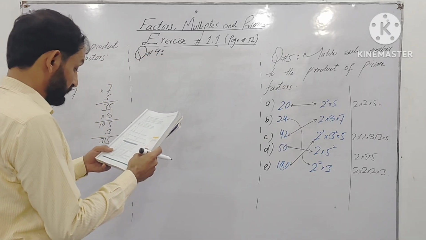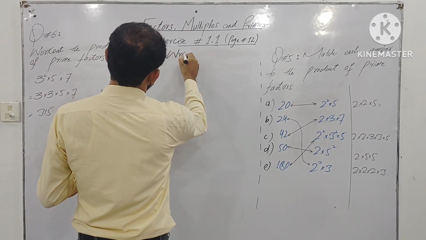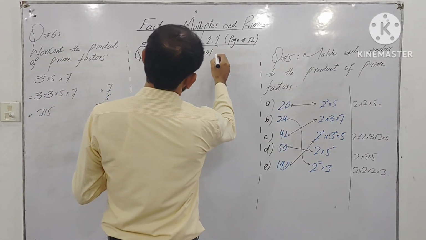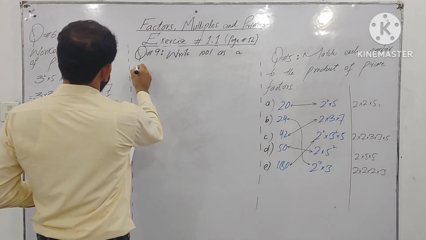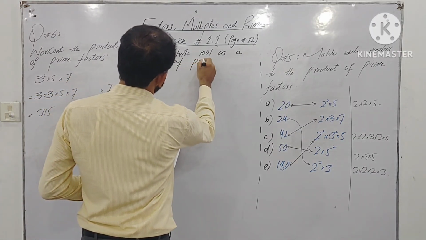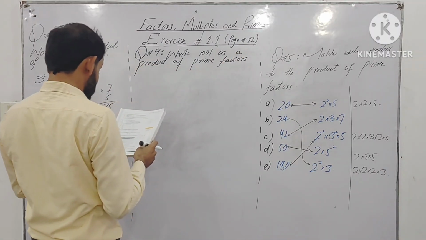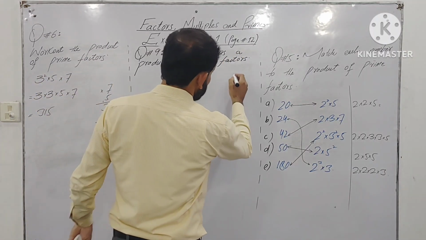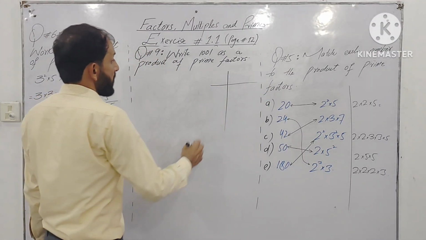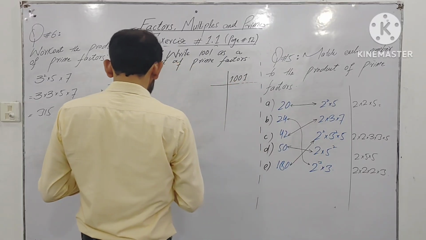Question number 9, write 1001 as a product of prime factors. Method is not given, it's your choice. You can use factor tree method or a division method. 1001.